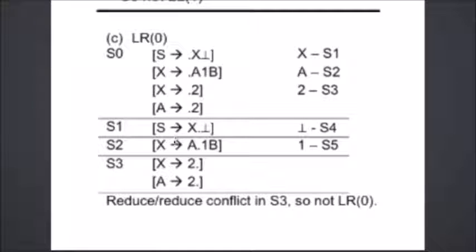Similarly, we find the augmented grammar using serialization for groups S2 and S3. But in the third group, we see that we have a reduce conflict, and hence our grammar cannot be LR0.